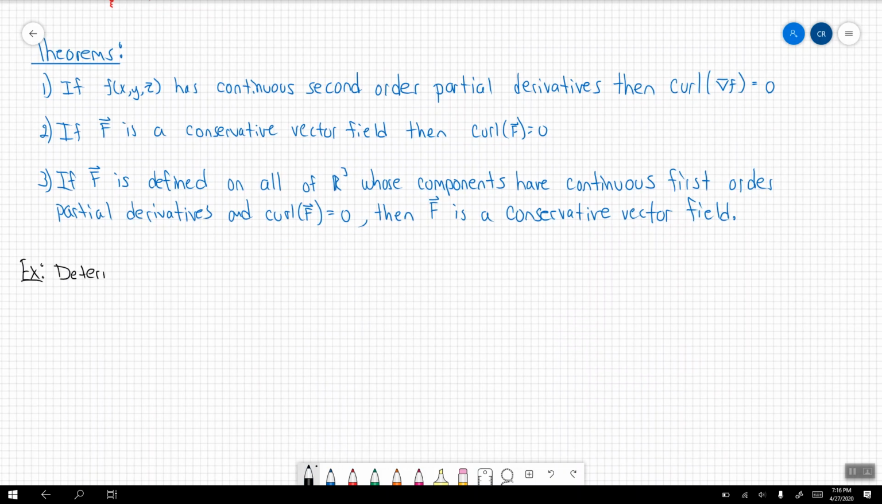We want to determine if this given vector field, which is x squared y in the i component, plus xyz in the j component, minus x squared y squared in the k component, is a conservative vector field.